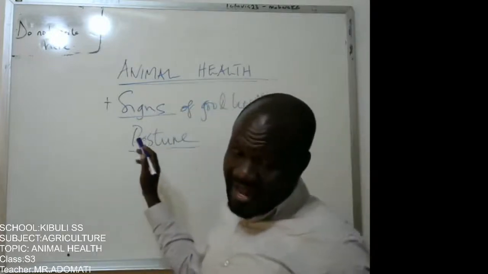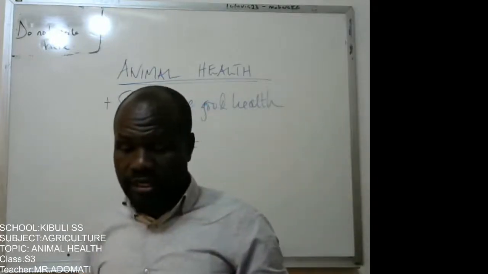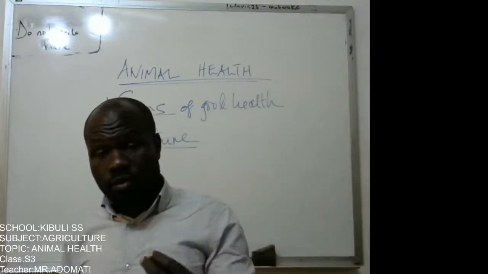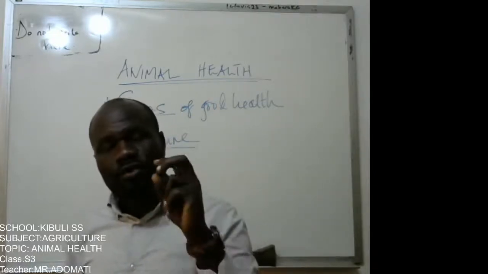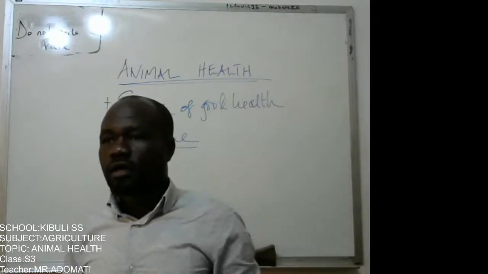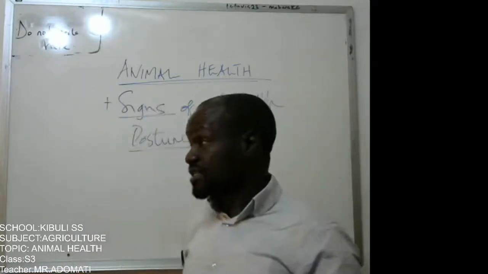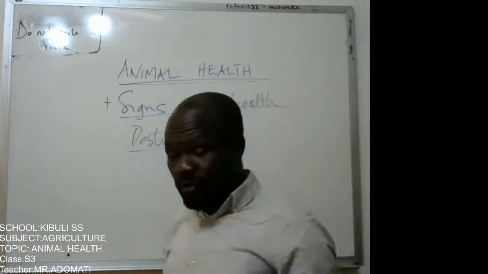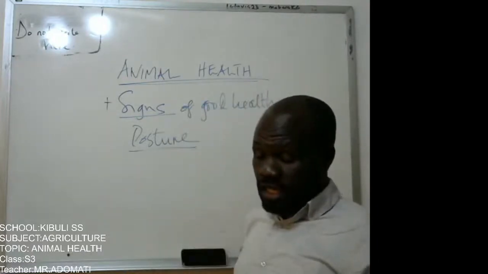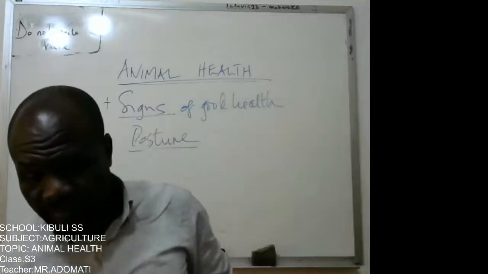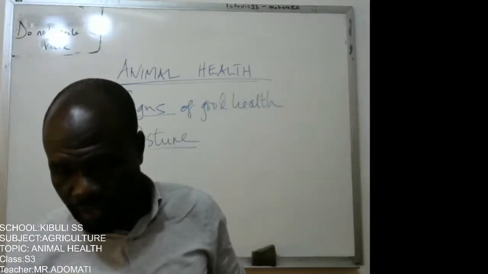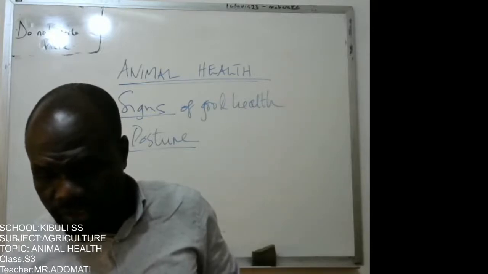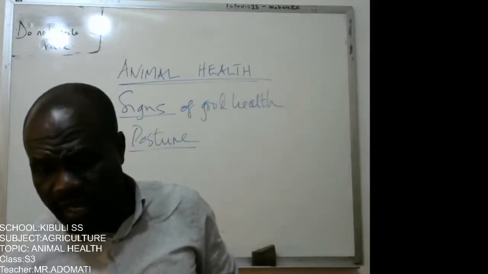Then the other sign of good health is good sight. An animal with good health is able to see items that are in its what? Its surrounding or its environment. An animal that is of poor health cannot ably see whatever is around it. So we need to look at this, even the body temperature of the animal.